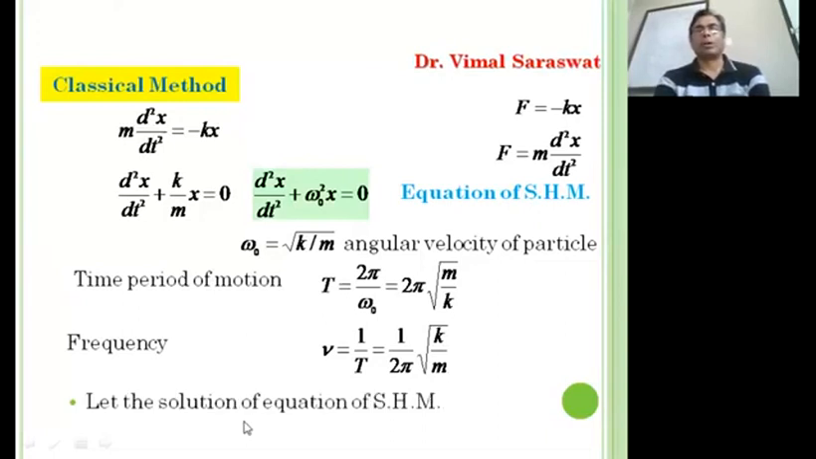Now let the solution of the equation of simple harmonic motion, that is the solution of this equation, be x equals a sine omega naught t. We can also assume its solution x equals a cos omega naught t. Since this is simple harmonic motion and sine and cosine functions are harmonic functions, its solution will be either a sine or cosine wave.